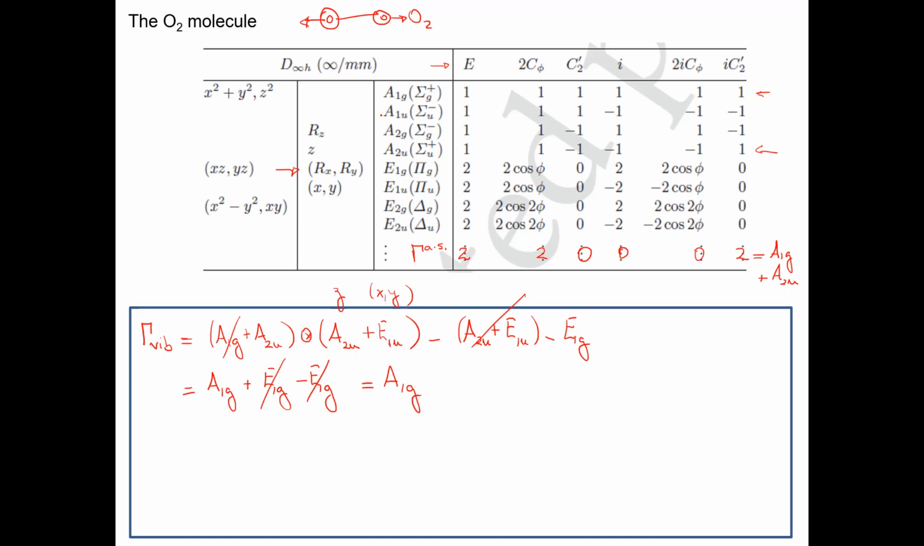Now let's analyze the infrared and Raman selection rules. You can see that this is not infrared active. Okay. You see Z is right here, X and Y are here. So this is not infrared active.